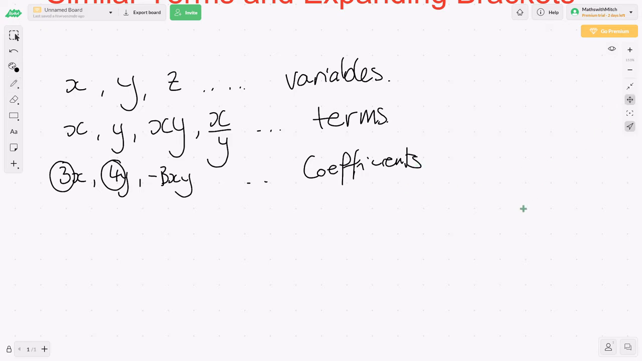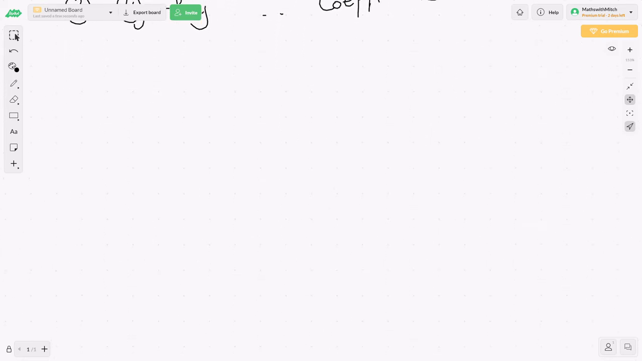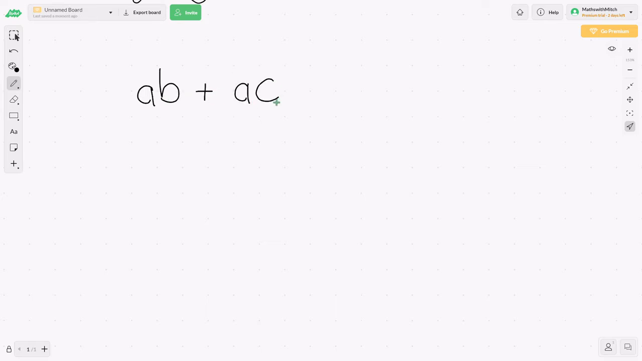So the key is they're not exactly the same, but they're similar, and you want to talk about what the similarities are. We did X, Y, Z's last time, so let's talk about A, B's and C's, because you'll see a whole range of different letters used. So let's look at the algebraic expression AB plus AC. Now what we have here is variables. So our variables are A, B, and C. There's three different letters there, three different variables.